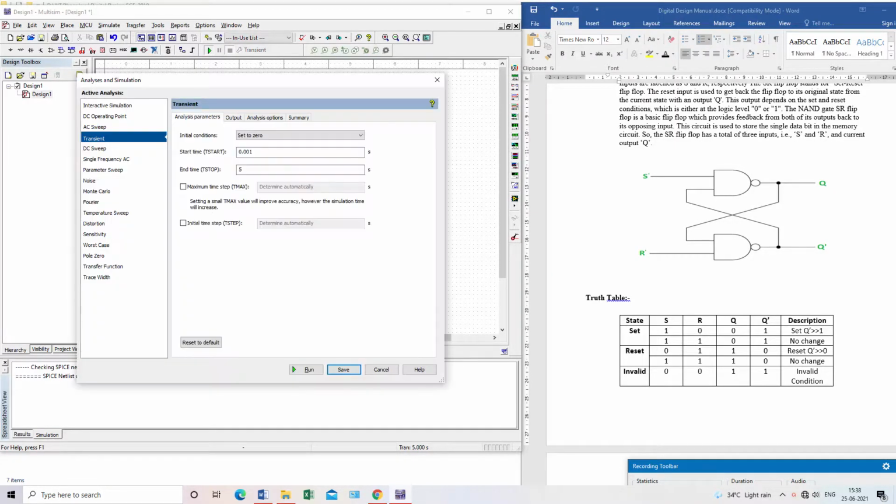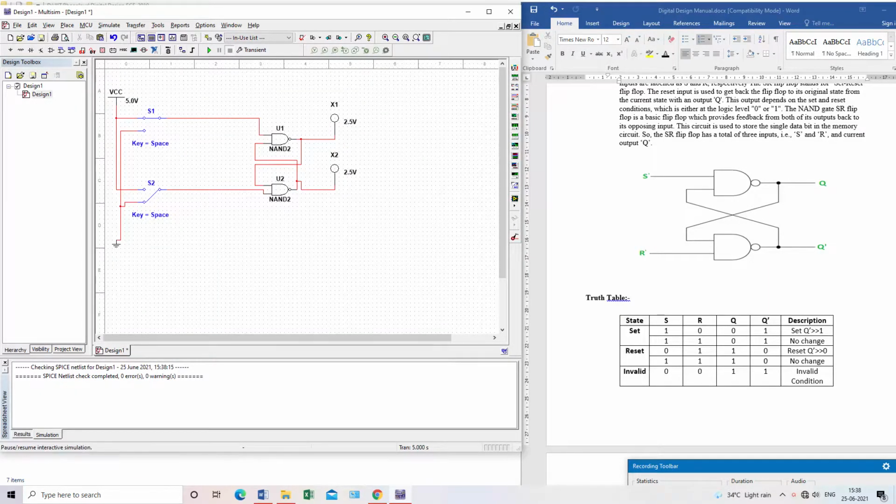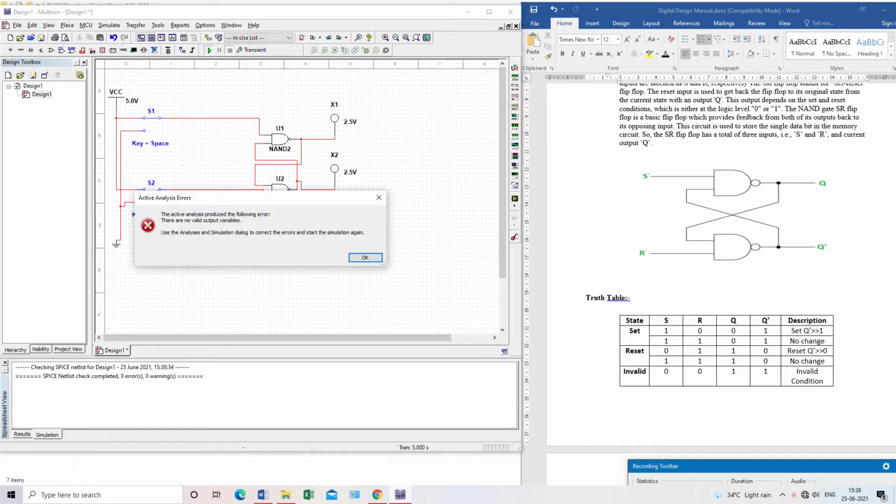Okay, there is some problem with the simulation. Reset to default, and okay, cancel. Again we will observe the output.